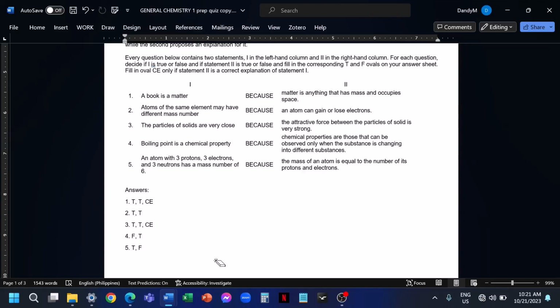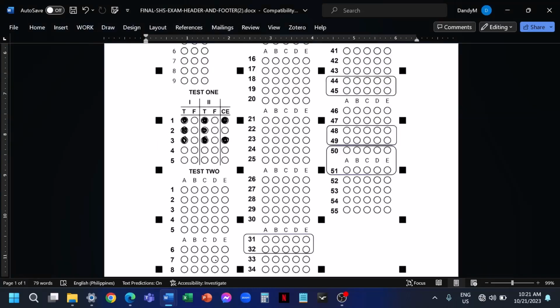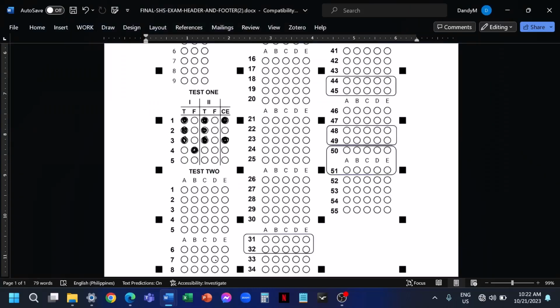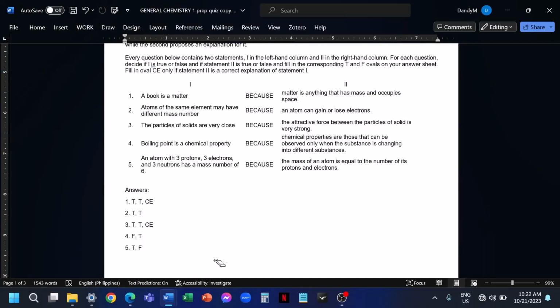Number 4, boiling is a chemical property because chemical properties are those that can be observed only when the substance is changing into different substances. So statement 1 is not true because, again, boiling point is a physical property. So statement 1 is false. Next, chemical properties are those that can be observed only when the substance is changing into different substances. This is referring to a chemical reaction. So this one is true. So statement 2 is true. And obviously, since statement 1 is false, this one is not a correct explanation of statement 1.